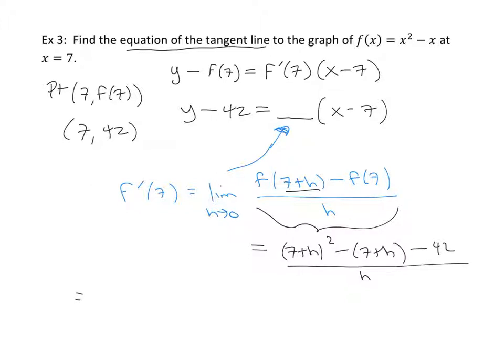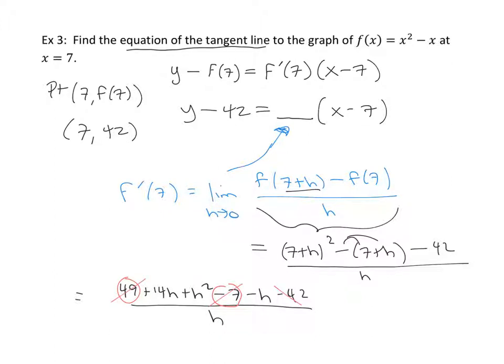I'm not going to go through the details too slowly. I'm going to trust that if you're watching this video, you can expand that and distribute, and a whole bunch of convenient cancellations happen, because 49 minus 7 is 42, and then I'm subtracting 42, so that's gone. What I'm left with is only terms that have h's in them. So this is 14h plus h squared minus h, divided by h.